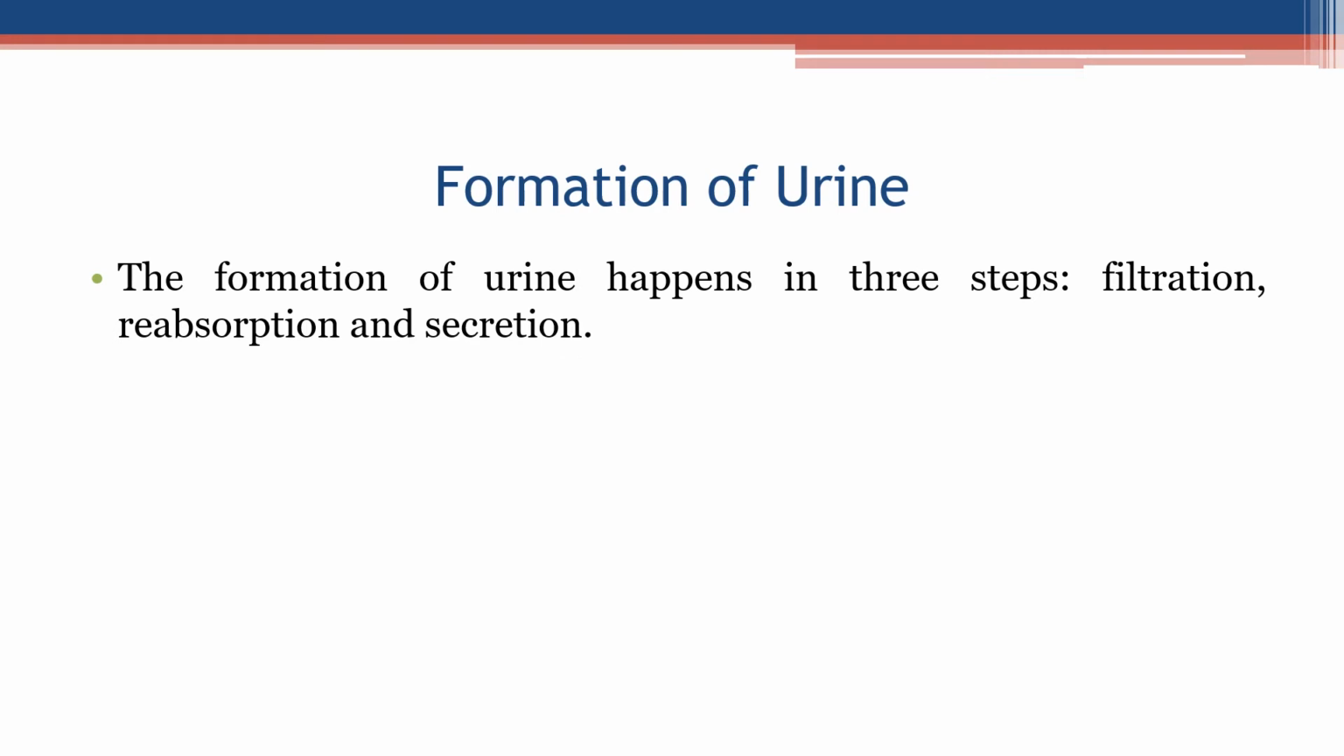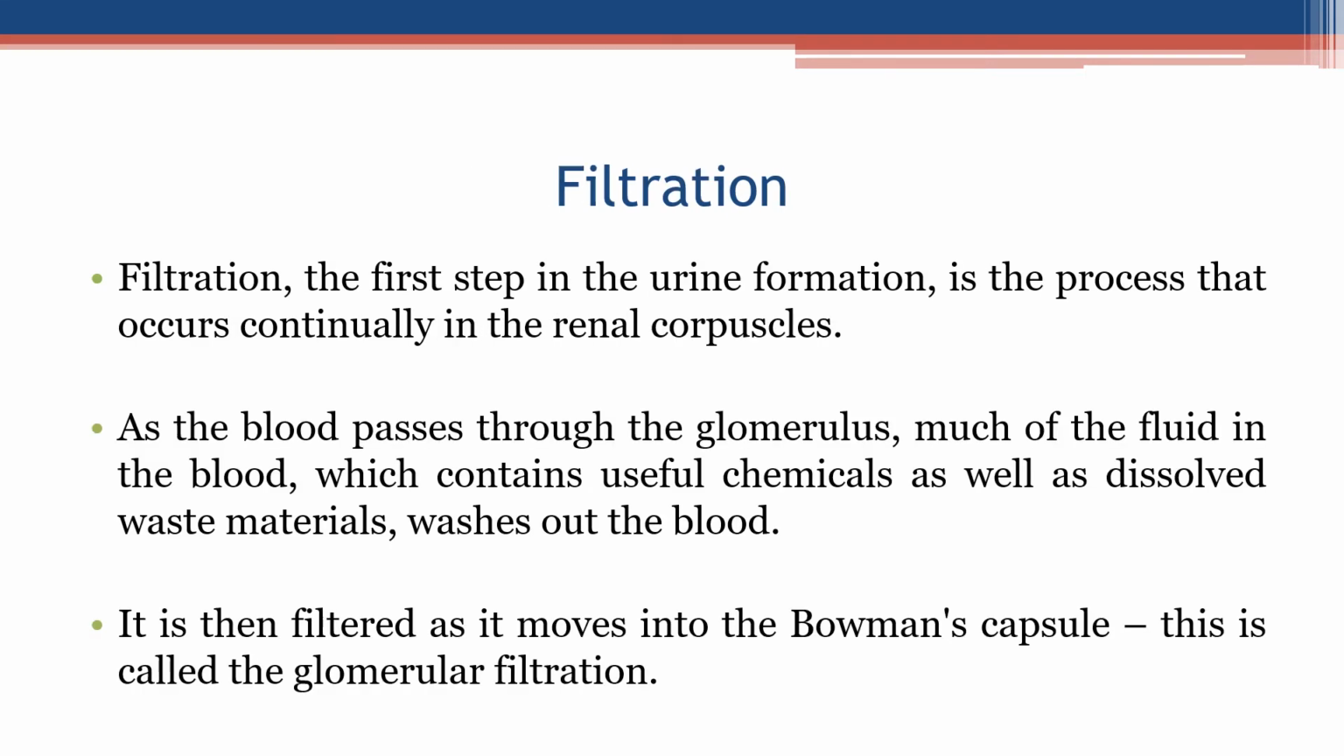Formation of urine. The formation of urine happens in 3 steps: filtration, reabsorption, and secretion. Filtration. Filtration, the first step in urine formation, is the process that occurs continually in the renal corpuscles. As the blood passes through the glomerulus, much of the fluid in the blood, which contains useful chemicals as well as dissolved waste materials, washes out of the blood. It is then filtered as it moves into the Bowman's capsule. This is called glomerular filtration.